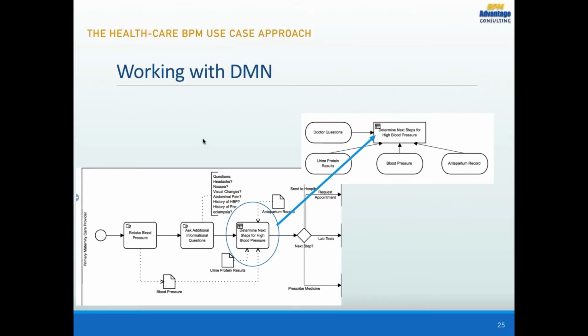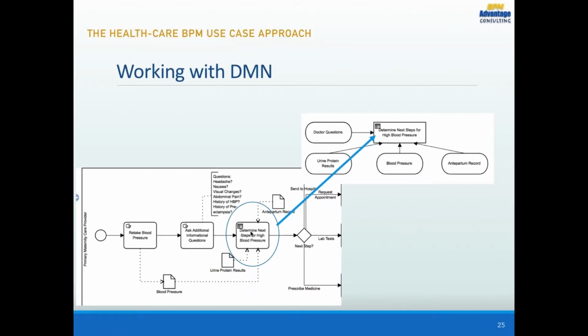So as you can see, here's a process on the left. This process is an exception process, basically dealing with what happens if you get a reading of high blood pressure. And that could become important in a pregnancy. So you might retake the blood pressure. You get some additional information from the patient. Does she have headaches or nausea or other symptoms? And then all that information gets fed into a decision.